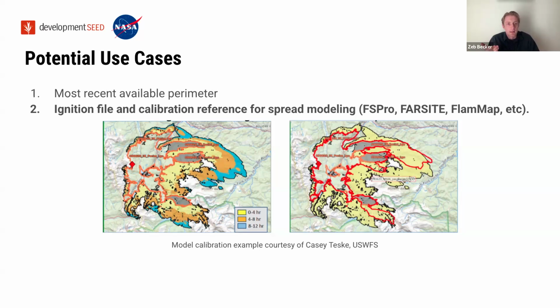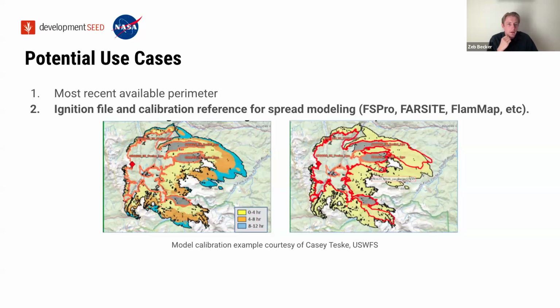The key point here is that these models are very sensitive to having accurate initial conditions. So if you're able to give an analyst two perimeters a day instead of one, or give them a perimeter several hours before they would otherwise have one, that's a real concrete benefit to them. It kind of goes without saying, but the more accurate the spread modeling, the more effective suppression efforts are going to be, and the more we're going to be able to take care of firefighter safety. I could go on. So that's use case two.